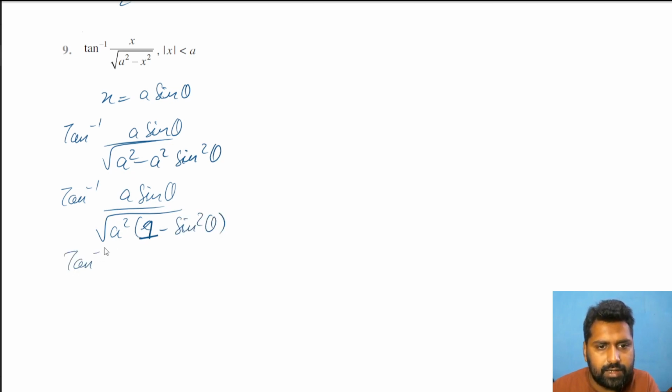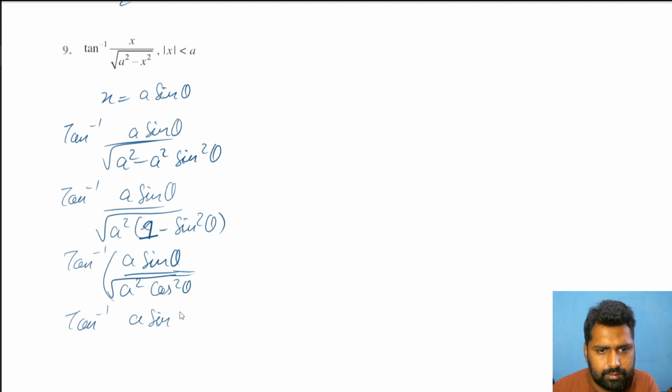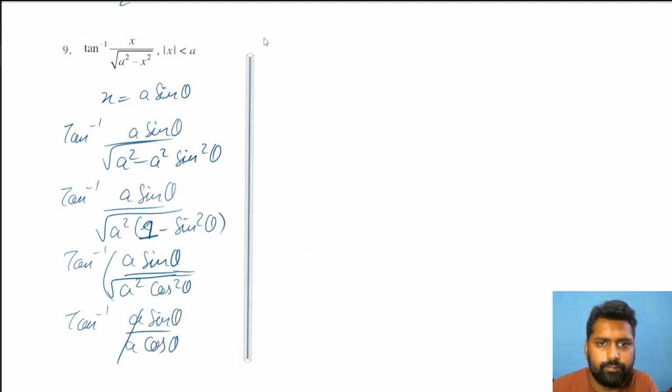So that becomes tan inverse a sine theta upon a square in the square root, cos square theta. 1 minus sine square is cos square. That becomes tan inverse a sine theta upon a cos theta. A cancels, so that becomes tan inverse tan theta. These two cancel out. Theta is the final answer.